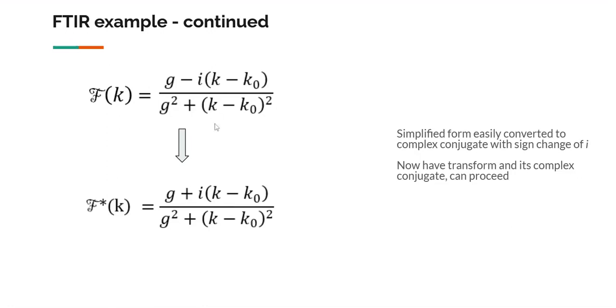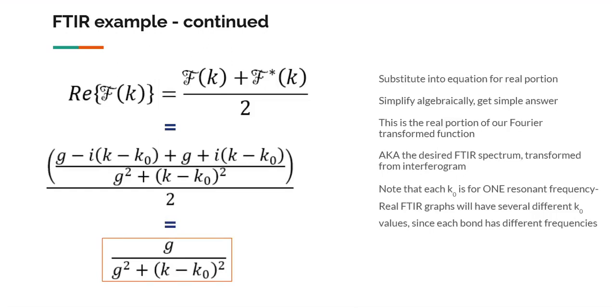Since we have the transformation and its complex conjugate, we can proceed to finding the real portion of the transform. Using the equation from earlier, we substitute our functions and we get something a little ugly. Luckily, it all reduces to a much simpler function, depicted here in orange. That is the real portion of the Fourier transform of our interferogram function f of x. This is what we wanted.